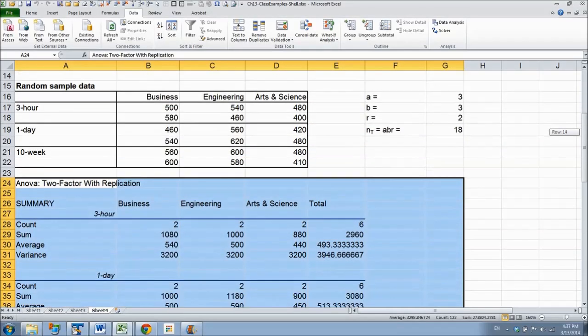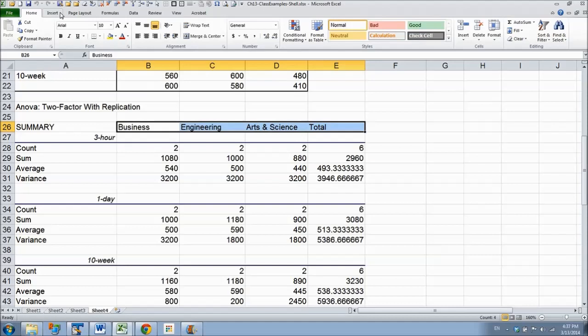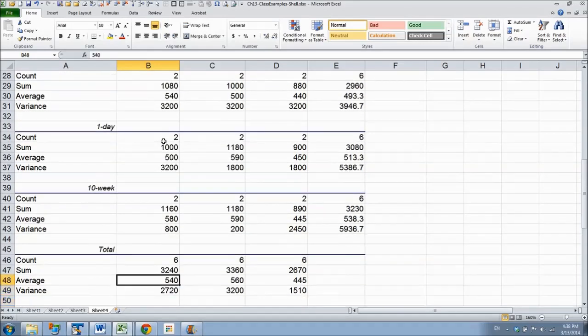So we have the summary table first for each sample. Here the factor B and then the factor A. So each combination gives you the information for each sample. Then if you look at the rows, that's your mean for the 3-hour program. That's the mean for the 1-day program. And that's the mean for the 10-week program. Similarly, if you look at each column, the column totals are summarized right here. So the first one is College of Business, College of Engineering, and Arts and Sciences.